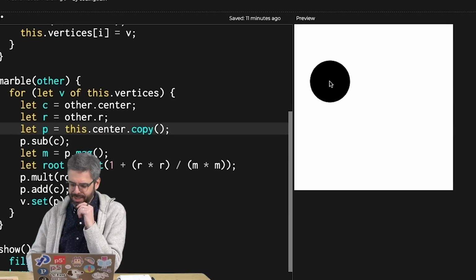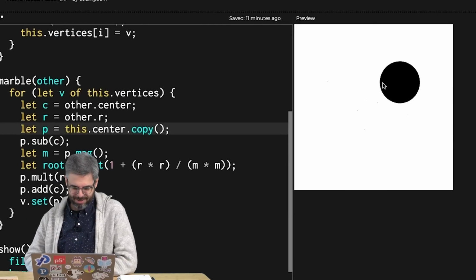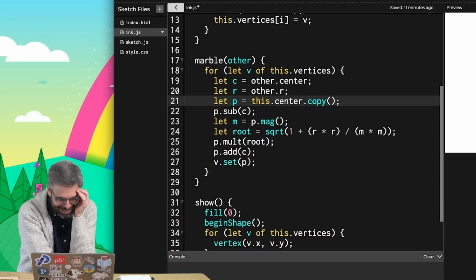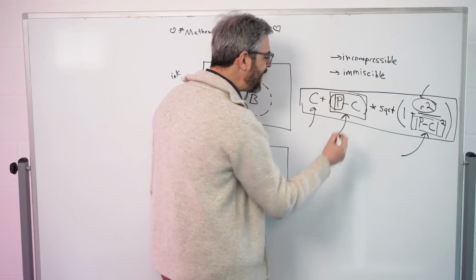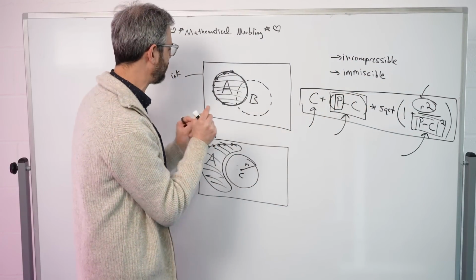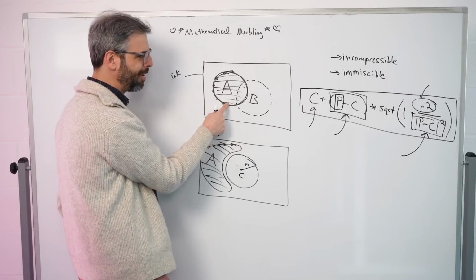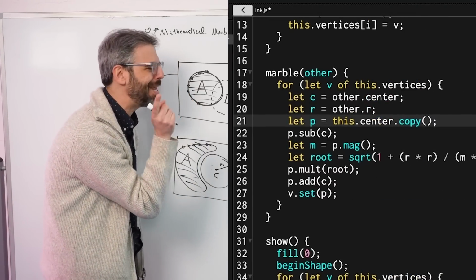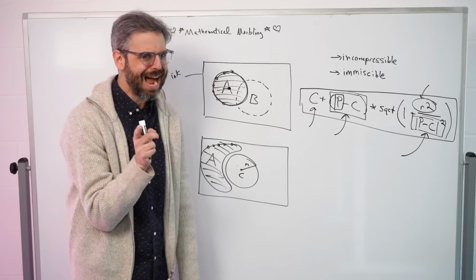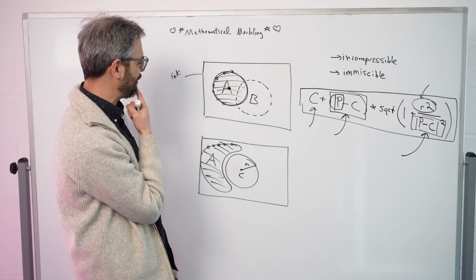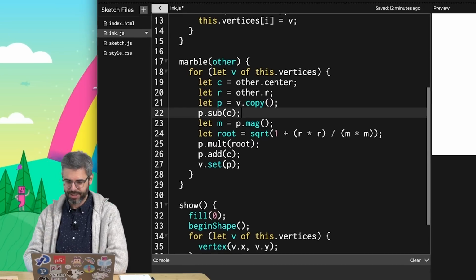Let me try running this. Okay, so I've messed something up here. This is a major mistake that I made. What is P? Remember, P is the point that I'm trying to displace. It is all of the vertices around the perimeter of the circle. In my code, I just set P equal to this dot center, which is this point here. That's not what I want to do, although it shouldn't have totally disappeared. But anyway, let's fix that. It's a copy of the vertices.